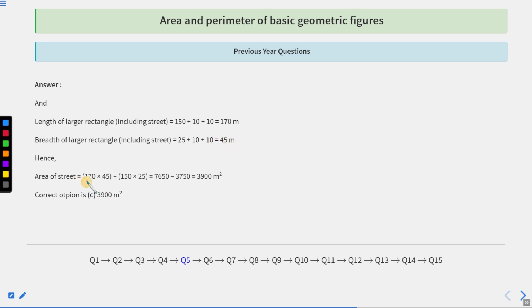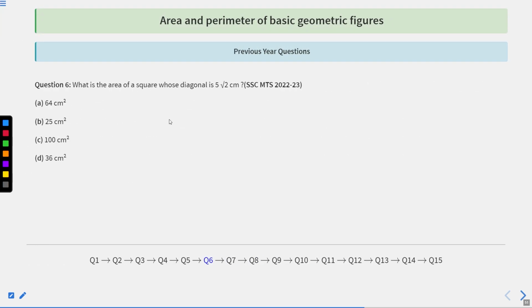Hence, the area of the street will be given by the area of the larger rectangle minus the area of the smaller rectangle. That is what is written here: 170 times 45 minus 150 times 25. So on simplification, it will be 7,650 minus 3,750, and it will be 3,900 meter square. So option number C is correct. That is 3,900 meter square.